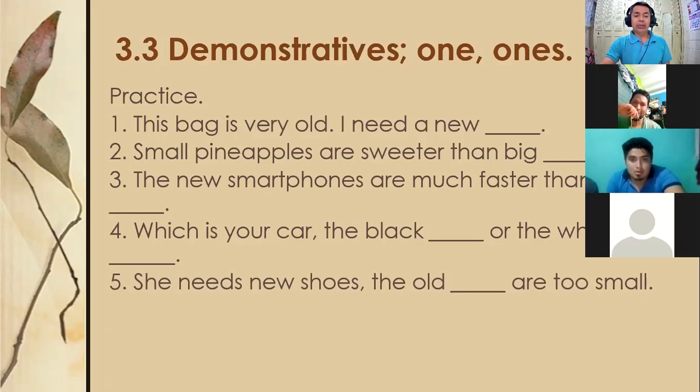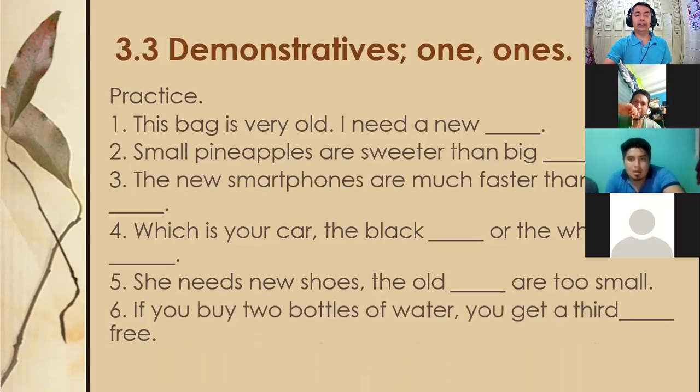Good. Now let's go to the number five. She needs new shoes. The old ones. Ones. Are ones. Now, ones. Right? Ones. If you buy two bottles of water, you get a third one. Third one.